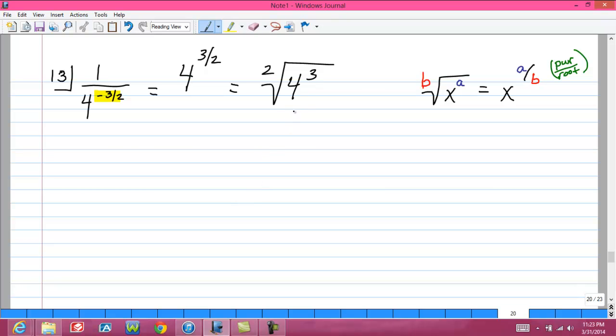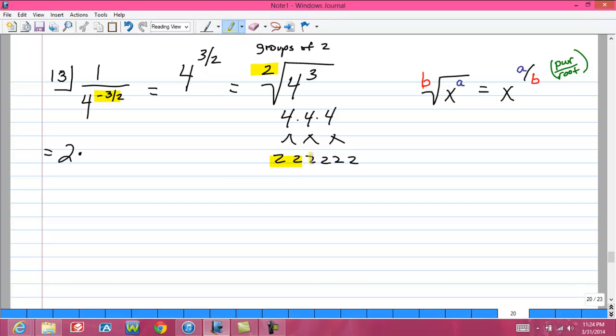We need to simplify, and I would leave it, and I would not multiply 4 times 4 times 4 together. I would leave it in this form here so that I can easily simplify the 4's down to 2's. Now I'm looking for groups of 2. There's one group of 2. There are 2 groups of 2. There are 3 groups of 2. 2 to the 3rd power is equal to 8.